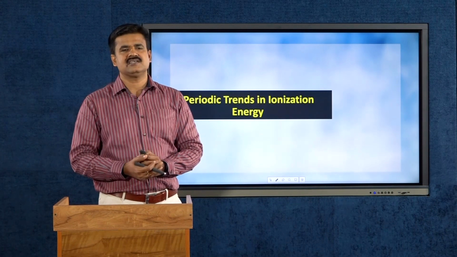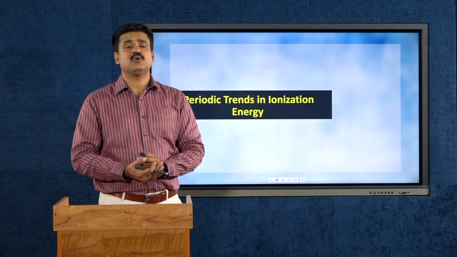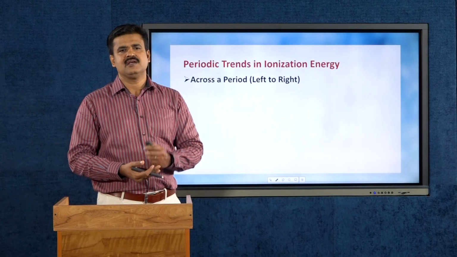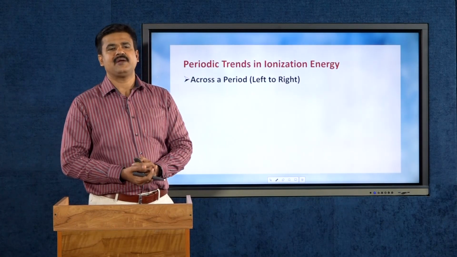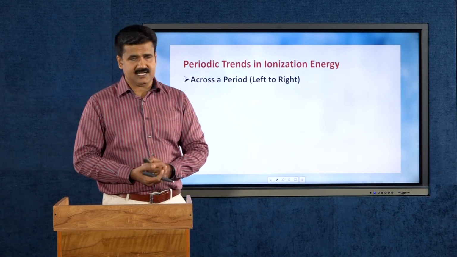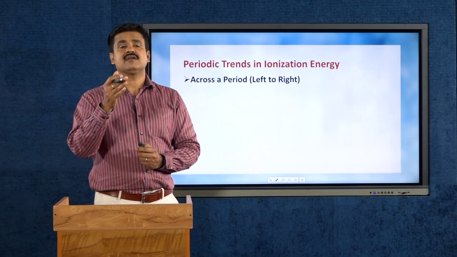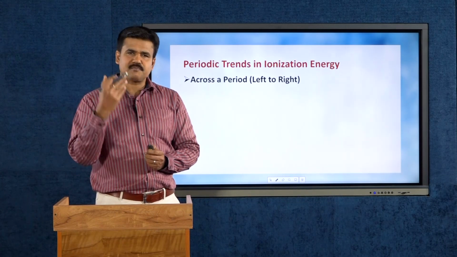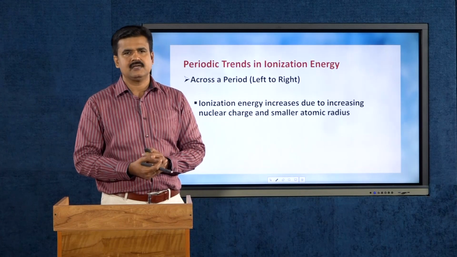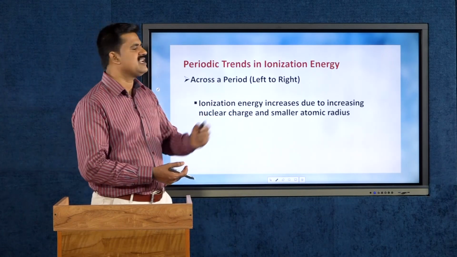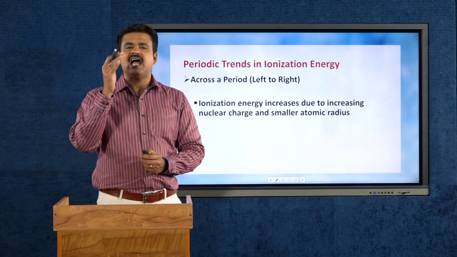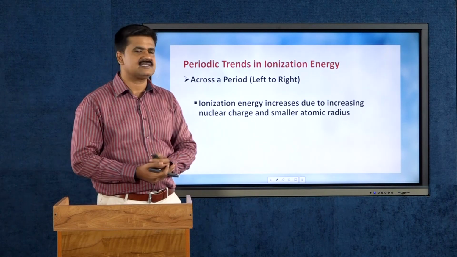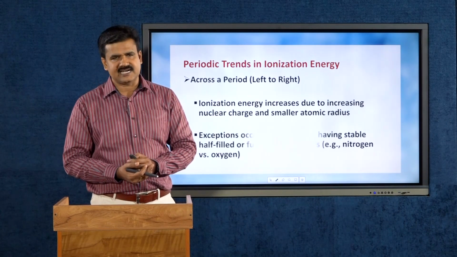And in this part, we are discussing the variation of ionization energy along a period and along a group. First of all, variation of ionization energy across a period. In a period, we are migrating from left position to right position. And as we proceed from left to right across a period, you can see that ionization energy increases. This ionization energy increase is due to increase in nuclear charge and small atomic radius.